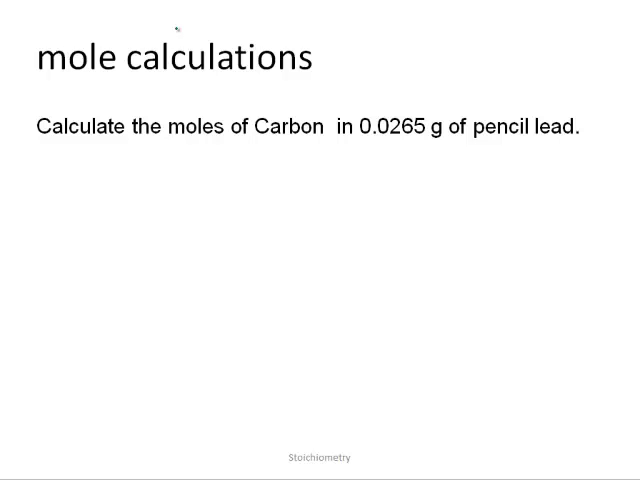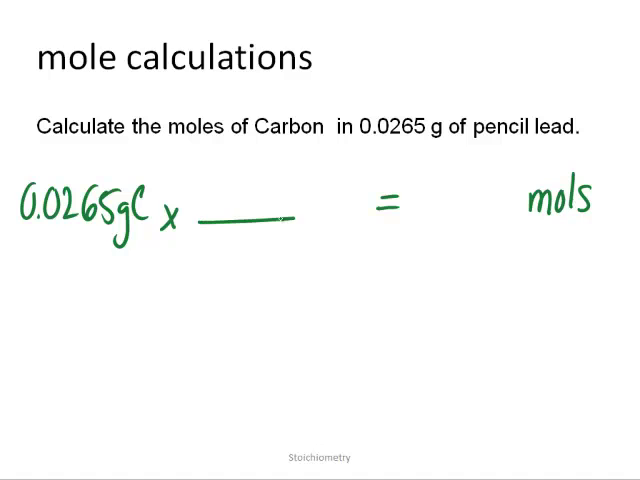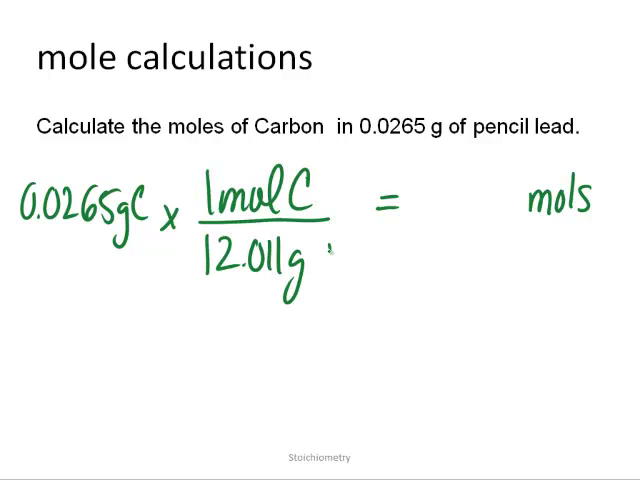of moles of carbon and say 0.0265 grams of pencil lead. Remember that we've got two conversion factors, and so if we want to go to moles of carbon and we want to start out with 0.0265 grams of carbon, we're going to use a conversion factor that cancels out grams, so we're going to say 1 mole of carbon over our 12.011 grams of carbon. Grams of carbon will cancel out, and that will give us 0.002206 moles of carbon. Of course, we're going to have to think about significant figures.